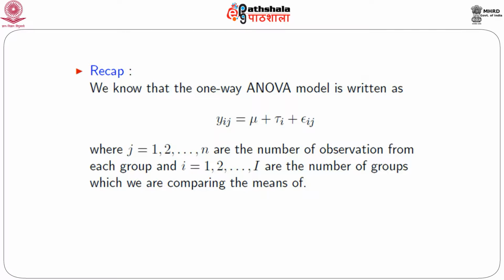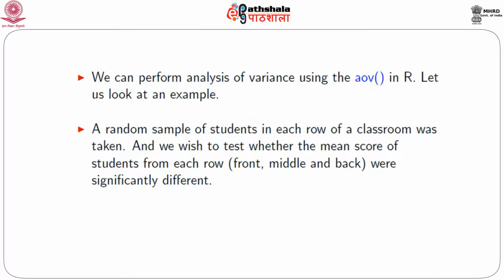One-way ANOVA part 2. Recap. We know that the one-way ANOVA model is written as Yij equals mu plus tau i plus epsilon ij. Here j goes from 1 to n and i goes from 1 to capital I, where capital I is the number of groups which we are comparing the means of. We can perform analysis of variance using the aov function in R.